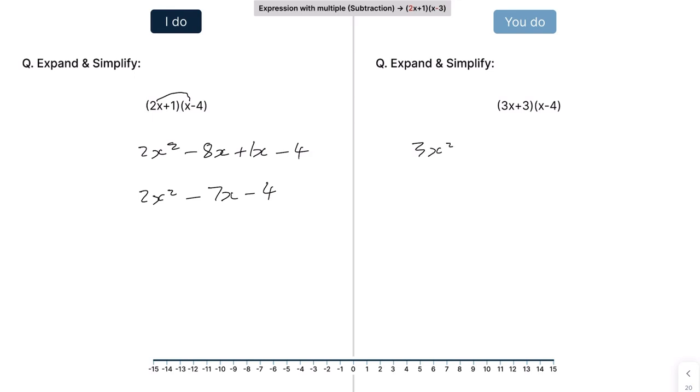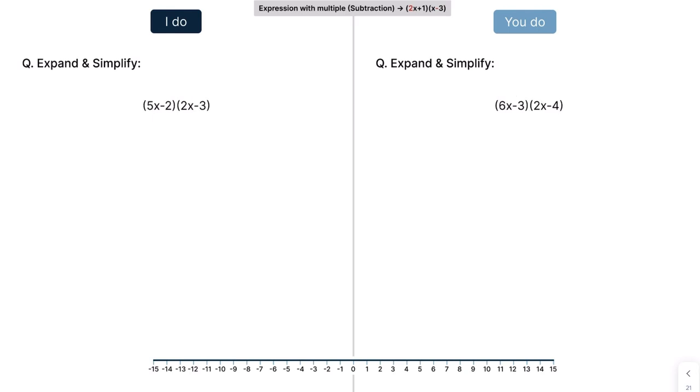So that's 3x squared minus 12x plus 3x minus 12. So that's going to become 3x squared minus 9x minus 12. So we are starting at minus 12 and we are adding 3. So that means you're moving to the right. That's going to be 1, 2, 3.